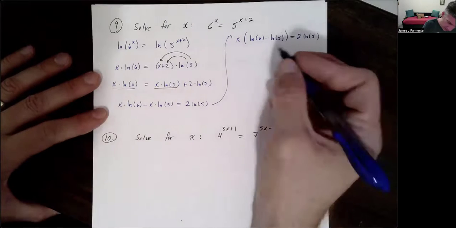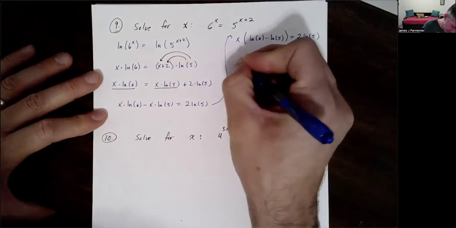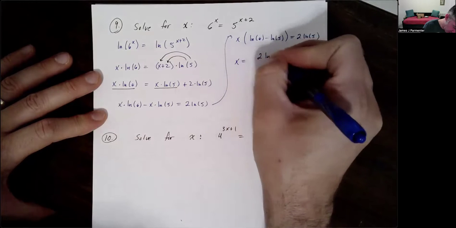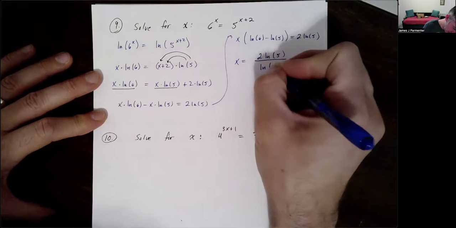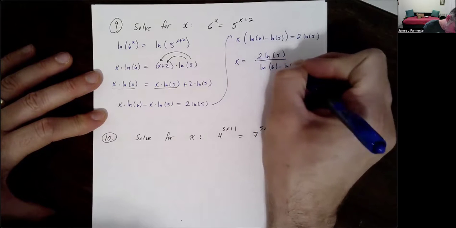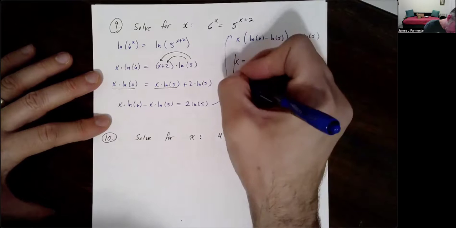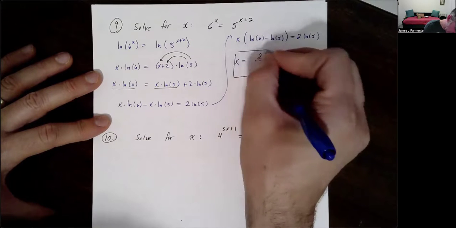So dividing both sides by that, we're going to get x equal to 2 natural log of 5 divided by the natural log of 6 minus the natural log of 5. That's how I would prefer to write the answer, but I will point out some people like to write different answers.